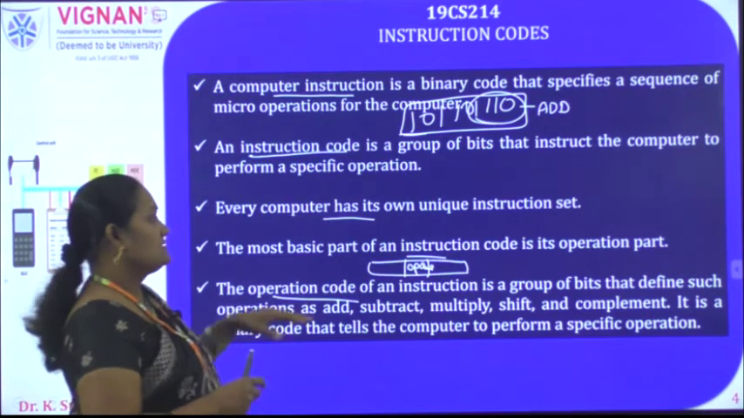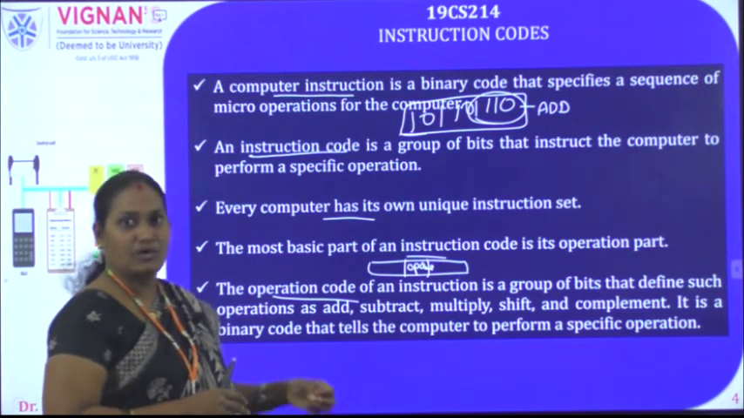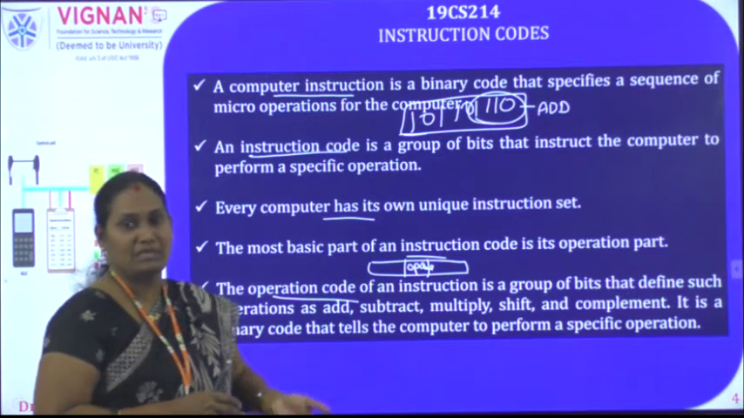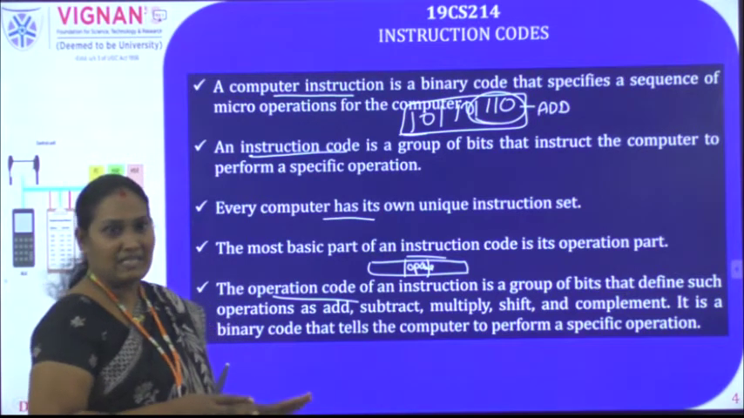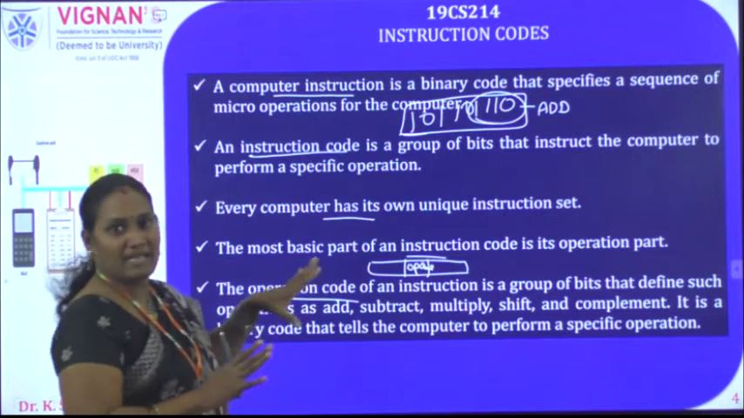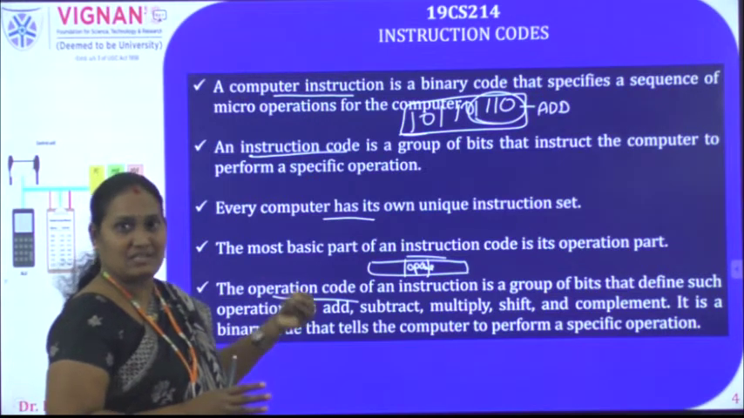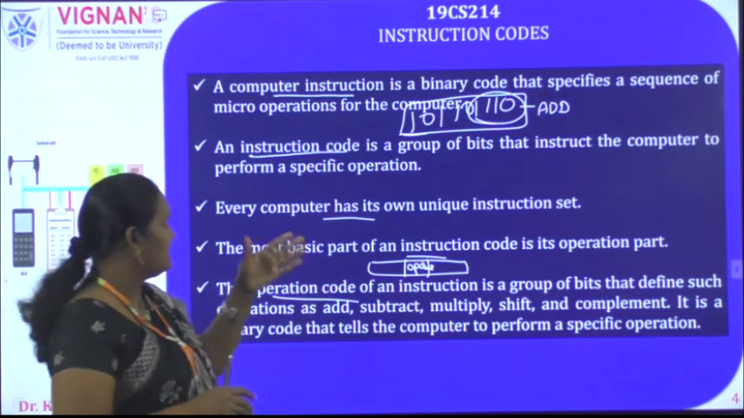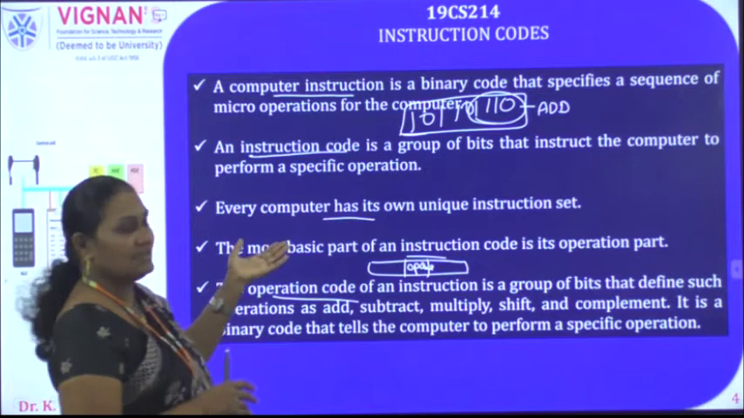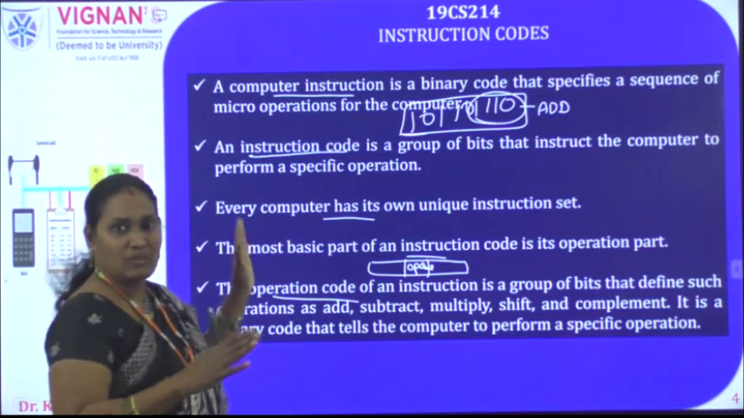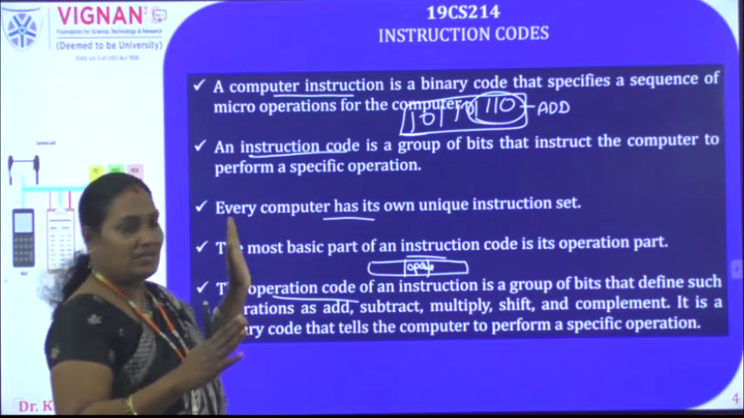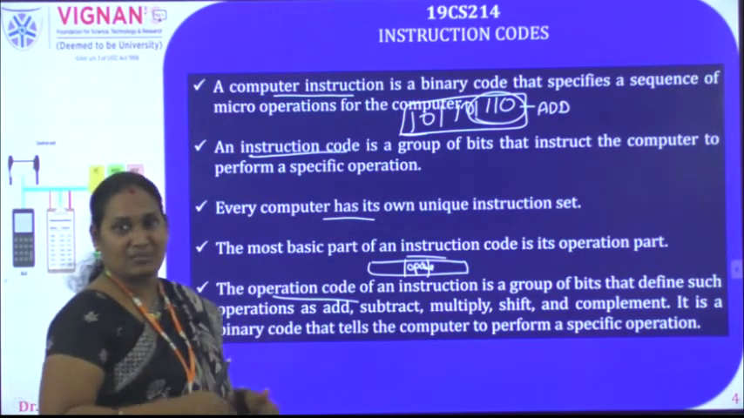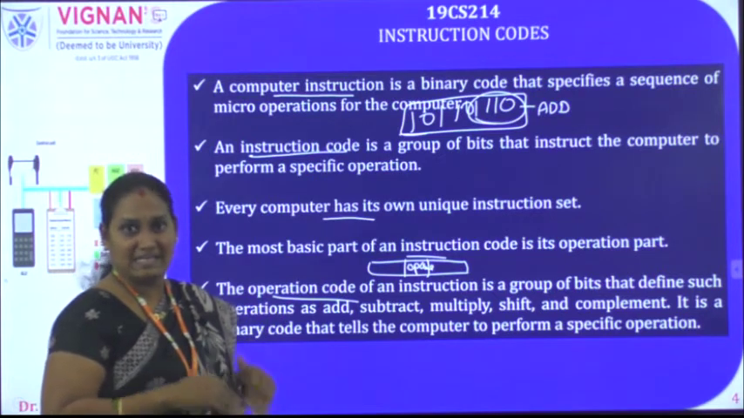If you want to represent the address, or the operation, or any other thing, everything should be represented in binary only. That's why all those are groups of binary digits: computer instruction, instruction code, as well as operation code. But every one has its own meaning. Computer instruction means generally what a computer instruction is. Instruction code means the format that we are using for the representation of that particular computer instruction.